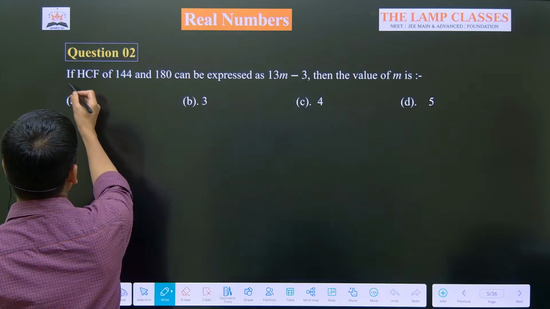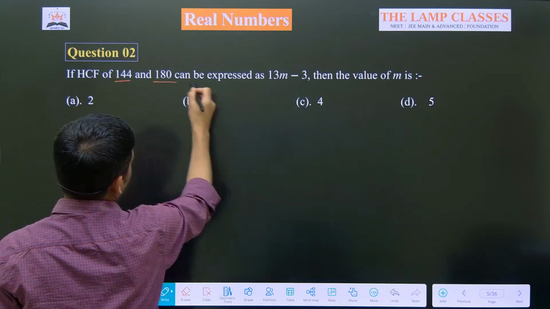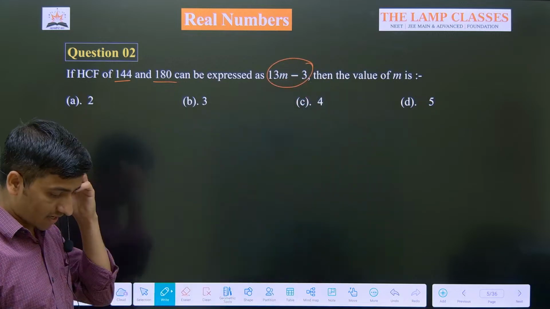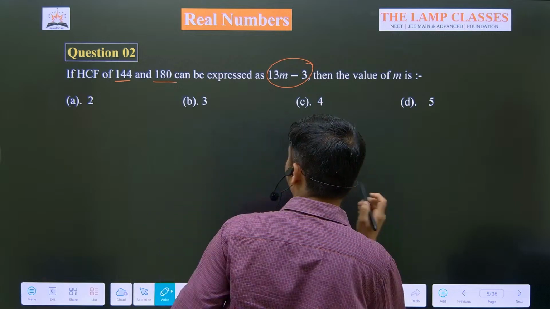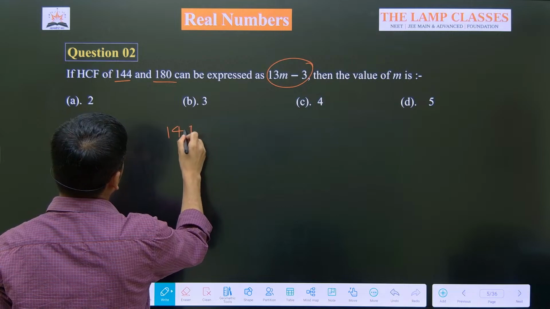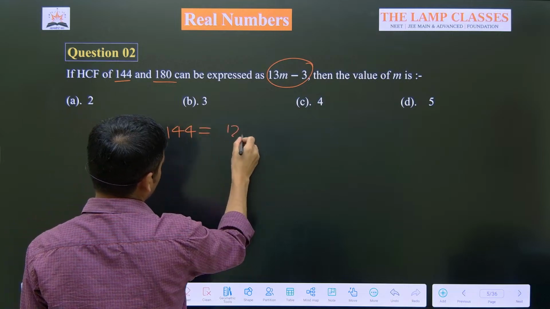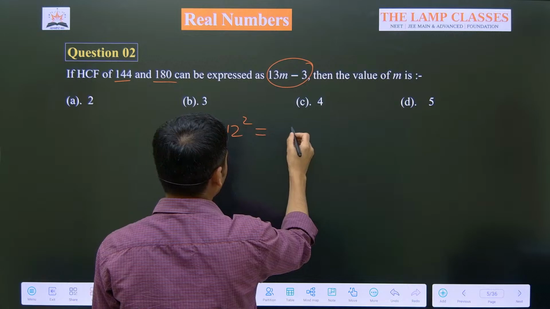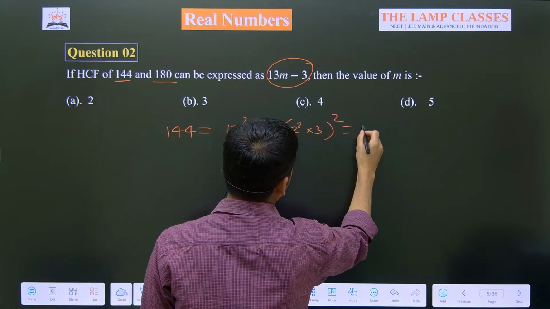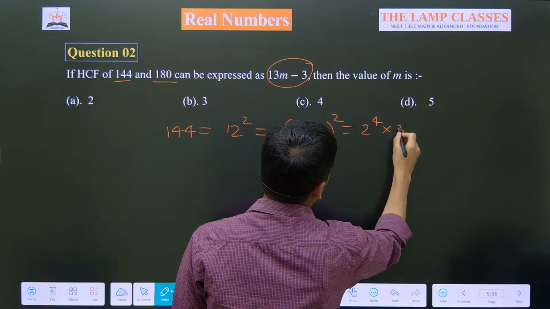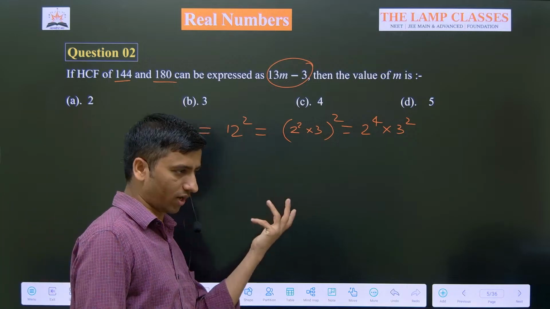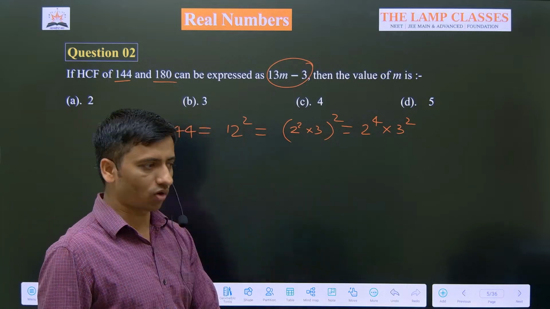So this time they are telling you if the HCF of this number and this number is expressed in this form, then what is the value of m, right? So first we'll try to find out the HCF of these two numbers, and to find the HCF, the best method is to do the prime factorization, right? So 144 can be written as 12 square. 12 square can be written as 2 square into 3, whole square. So that's basically 2 raised to 4 into 3 square. Prime factors of 144 are 2 raised to 4 into 3 square. You can do that by multiple methods of your own choice, okay?